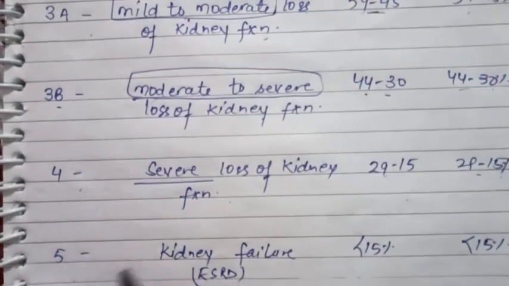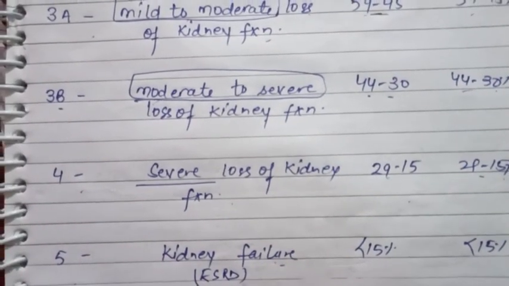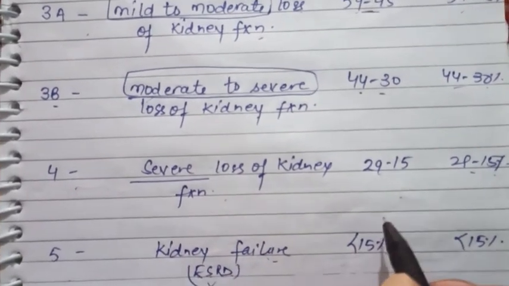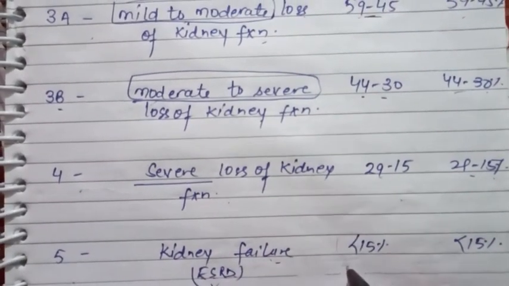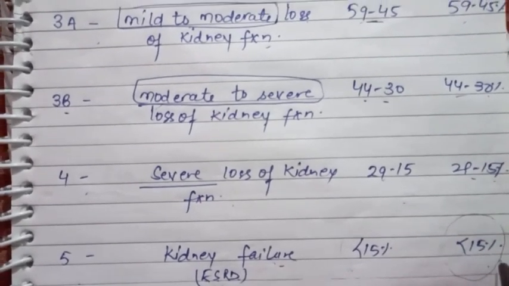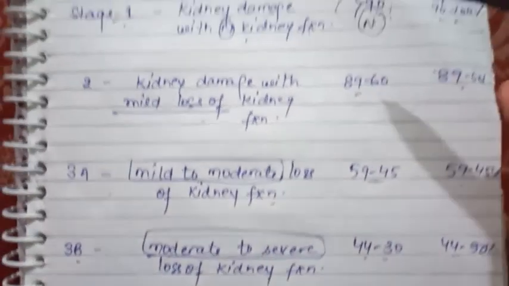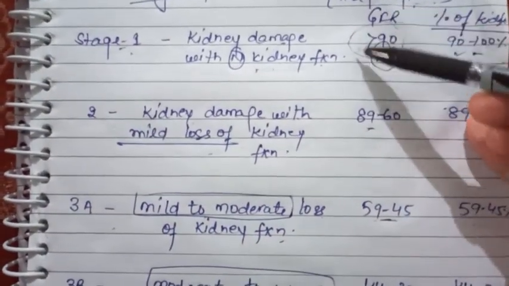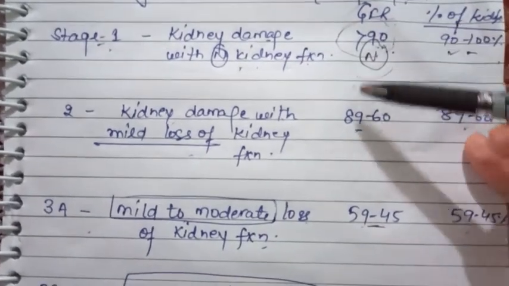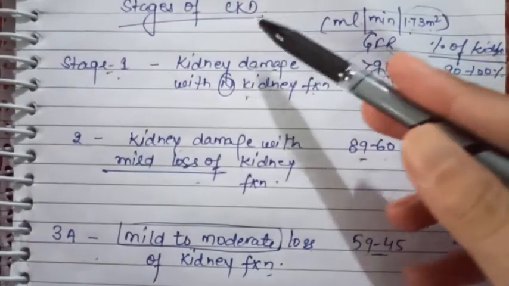In stage 5, there will be kidney failure. It is also known as ESRD, that is end stage renal disease. The GFR value will be less than 15 and the kidney will remain functioning less than 15%. So these are the stages of CKD. The estimated value of GFR or creatinine clearance value will tell in which stage the person is having CKD.